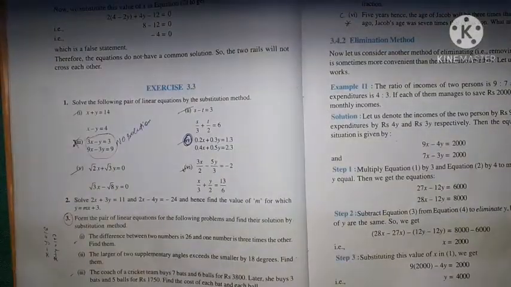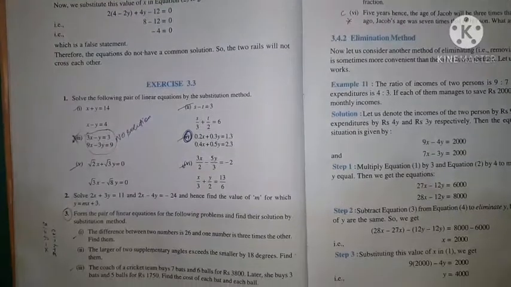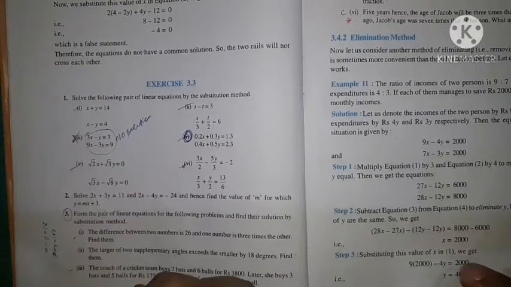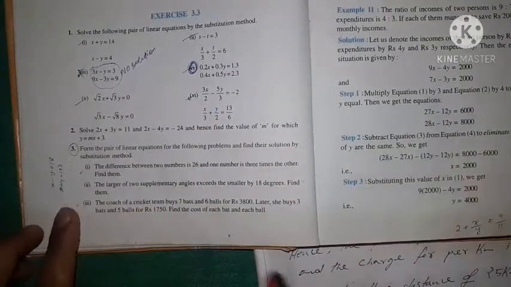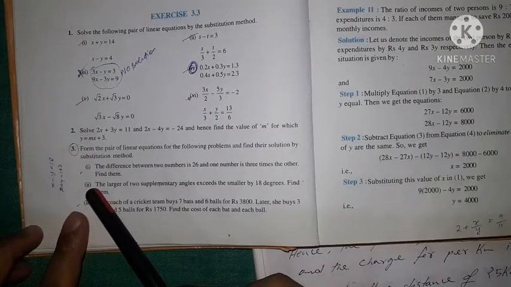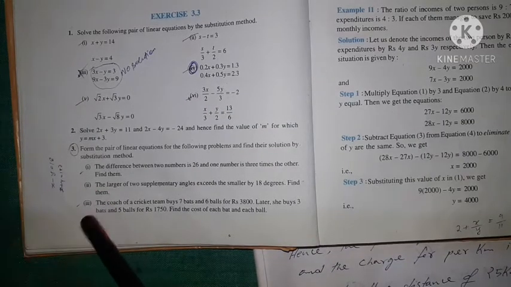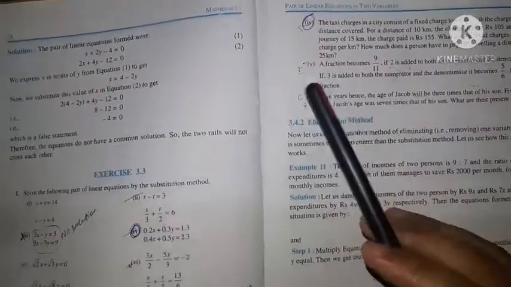Good morning, children. Today we will continue discussing exercise 3.3. In the last class we have already discussed question number 3, Roman number 2. So today we will be doing Roman number 4.